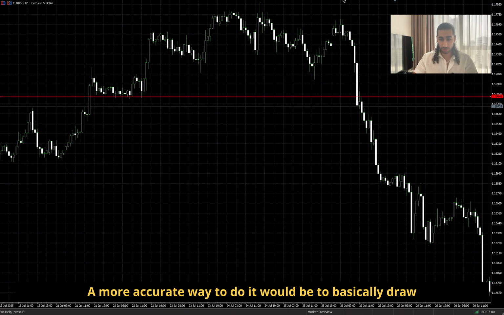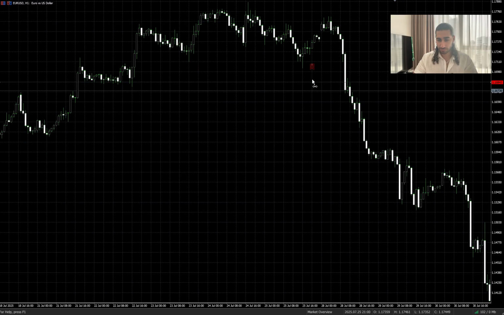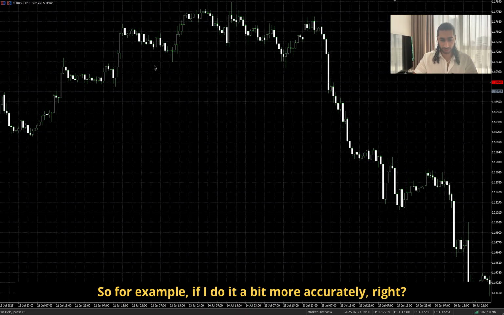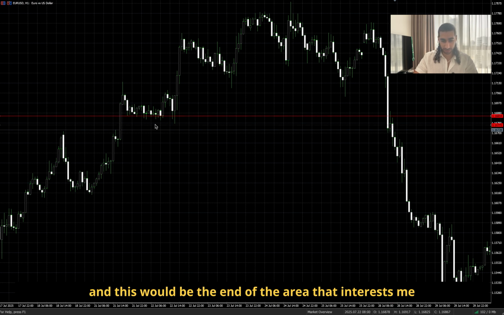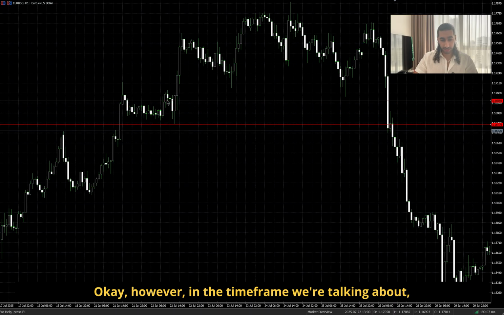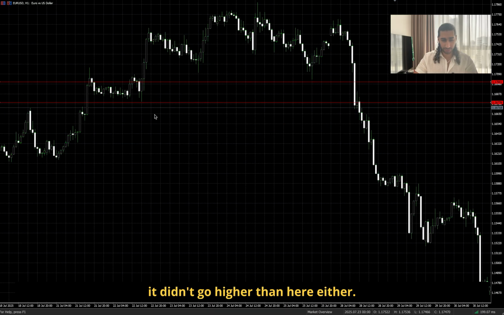A more accurate way to do it would be to draw a box here. So for example, if I do it a bit more accurately, this would be the start of the area that interests me, and this would be the end of the area that interests me. Because this whole area was a buyer area, so the price didn't go lower than here. However, in the time horizon we're talking about, it didn't go higher than here either. So let me take this.